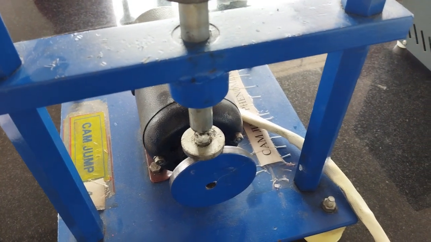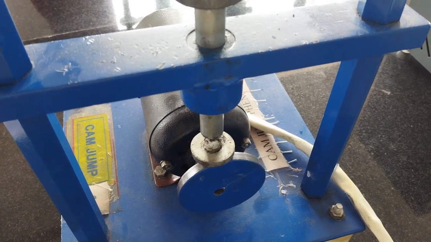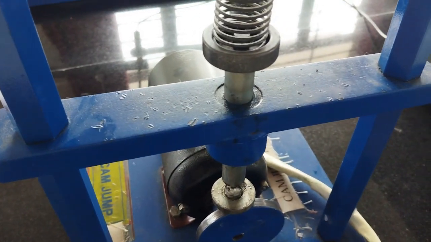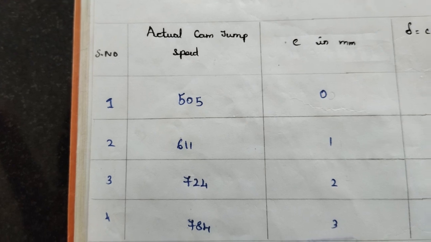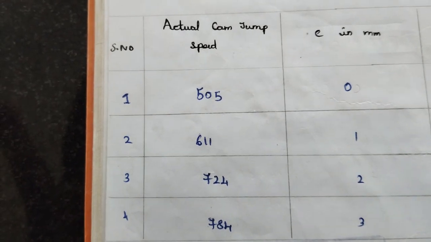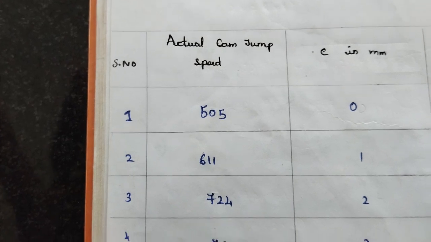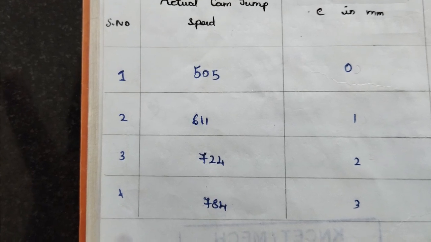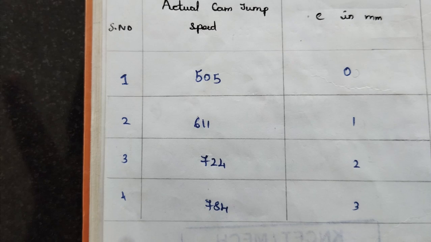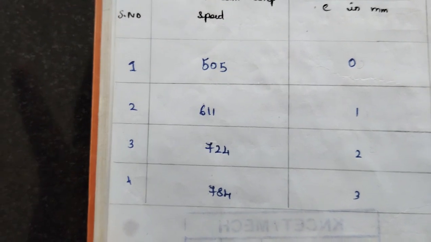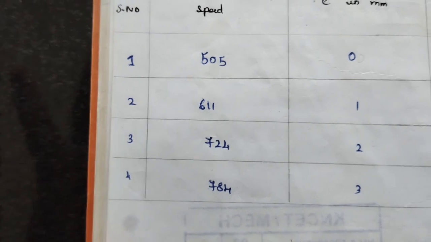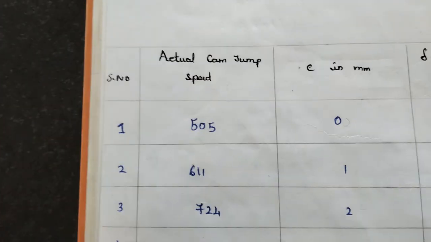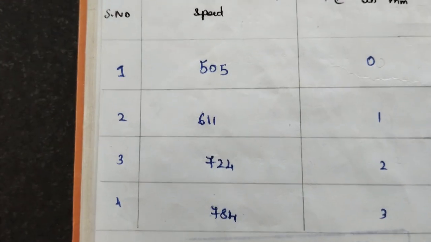This procedure is followed up to 5 trials, and finally we do the model calculation. So this is the model calculation. The actual cam jump speed, the first one, is 505 RPM. The spring compression is 0. At that time the deflection is 12 mm and the theoretical value is 747.45 rpm.